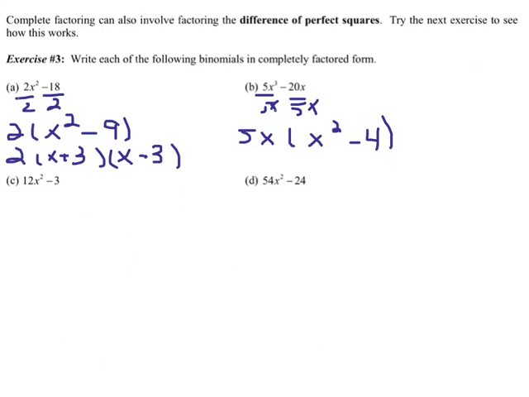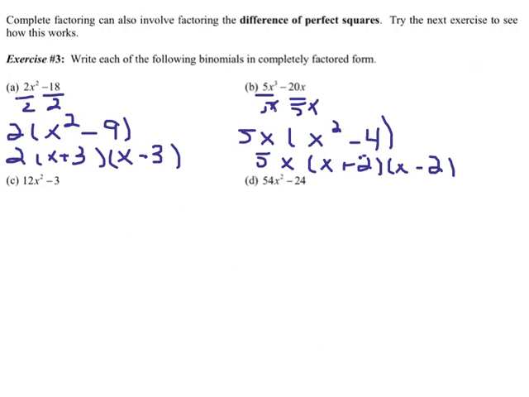We can see that's a perfect square. So we do our 5x, 2 sets of parentheses. The first term is x. We have a plus and a minus. And then 2 times 2 is 4, so we know our second term is 2.